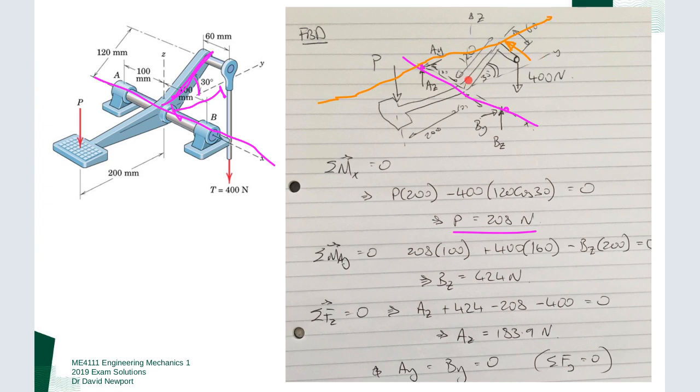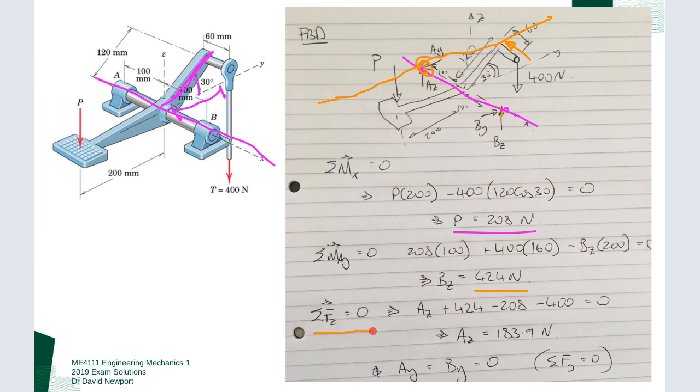And again, you're free to take moments about anywhere whatsoever. So again, I'm targeting what I'm doing, and I'm eliminating all the unknowns at point A in the equation. So I'll be left with P, B, and the 400. So again, looking in from the y-axis, I take moments there, and that gives me BZ out of it as 424 newtons.